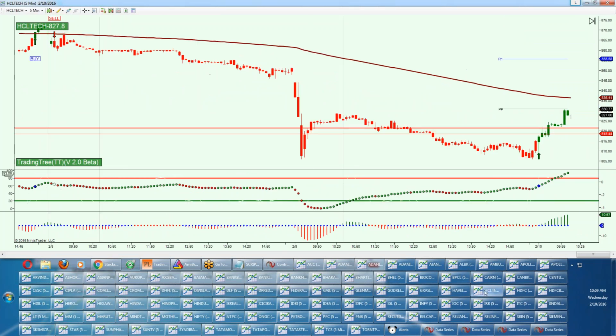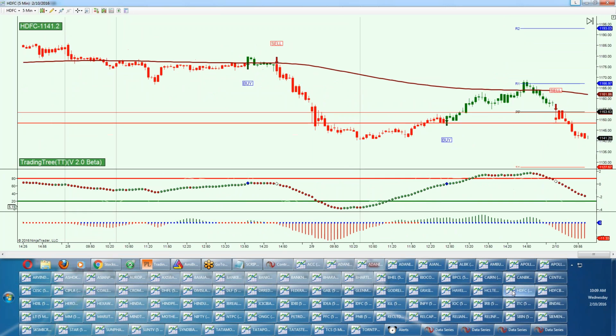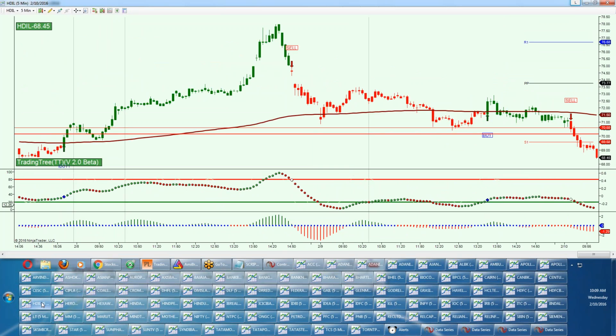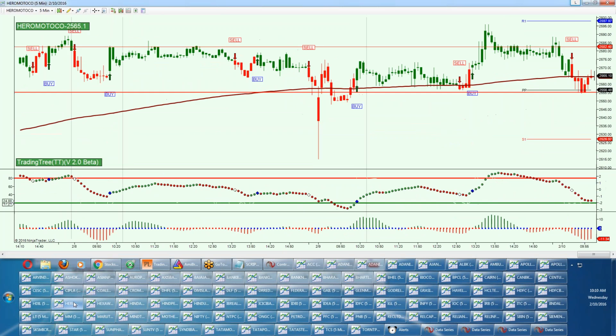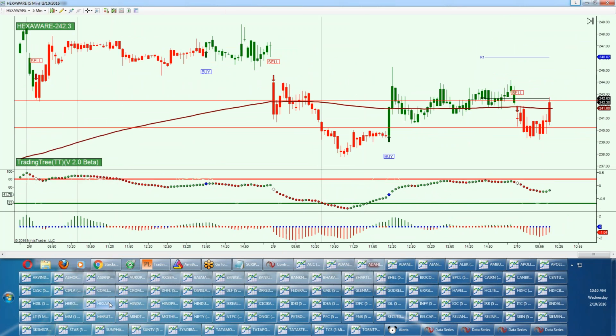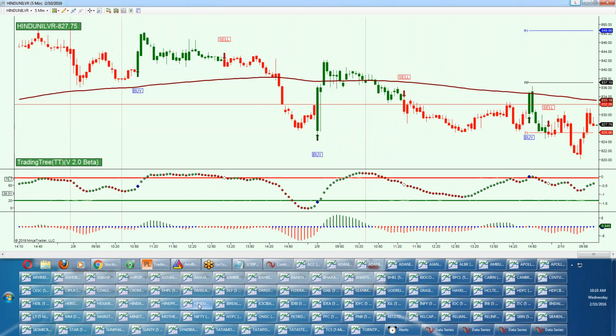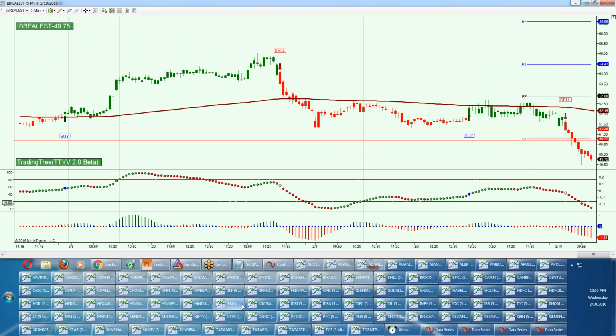That's Havells. HCL Tech is in profit. That's only a buy call. HDFC is in profit. There is a sell call in HDFC. HDFC Bank. HDIL is in profit. You can just check that. Around 70 was your entry, now it is at 68.55. Hexaware bounced back. Stop loss. IB Real Estate is in profit. All real estate, Real Estate Bank is in red.